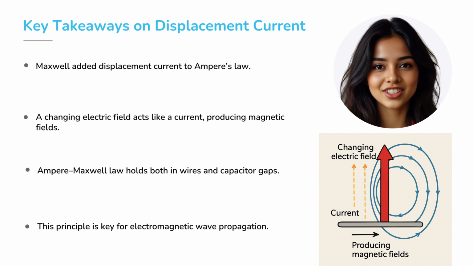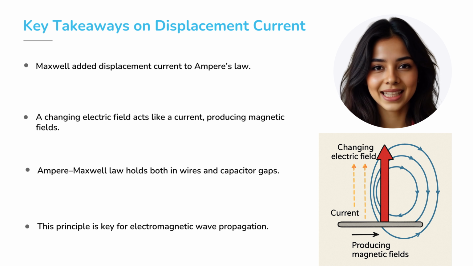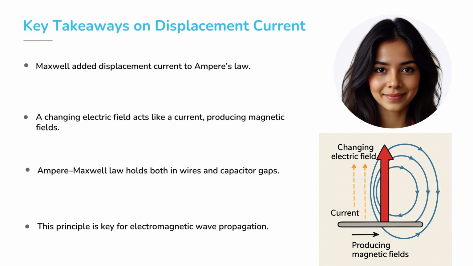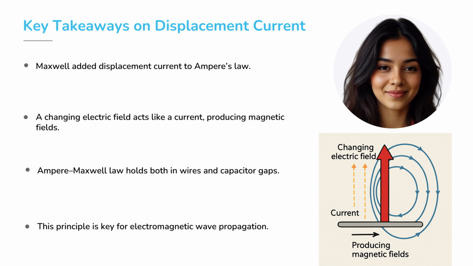This idea isn't just a patch for capacitor problems, it's the cornerstone of electromagnetic wave theory. Because if electric fields and magnetic fields can chase and sustain each other, then waves can travel through empty space, and light itself turns out to be an electromagnetic wave. Isn't it amazing how one tiny correction changed the course of physics forever?